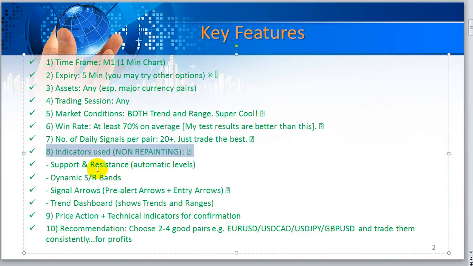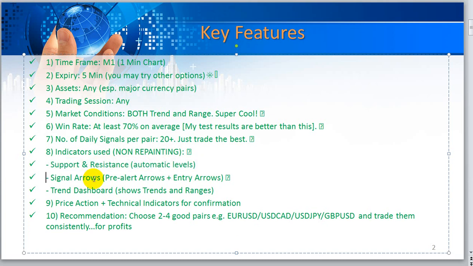So we go back here. Those levels are drawn automatically, they are part of the system. I removed the bands. We don't need the bands for now. So we have the signal arrows, both the pre-alert and the entry. You have the trend dashboard, and like I recommended, you can use one of the best pairs, EUR USD, or you can pick any of these or any other pair that you think you're comfortable with. You can trade with it.